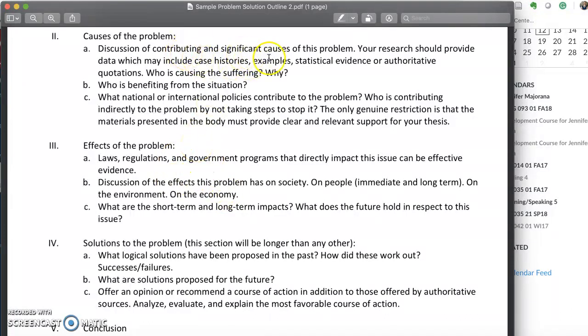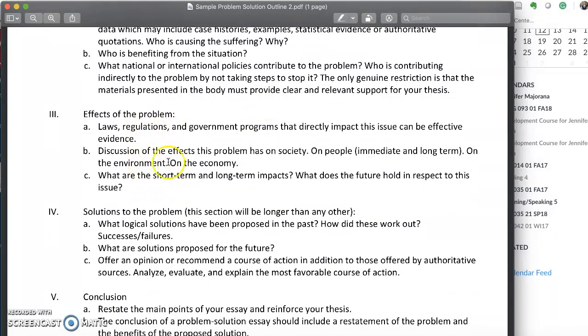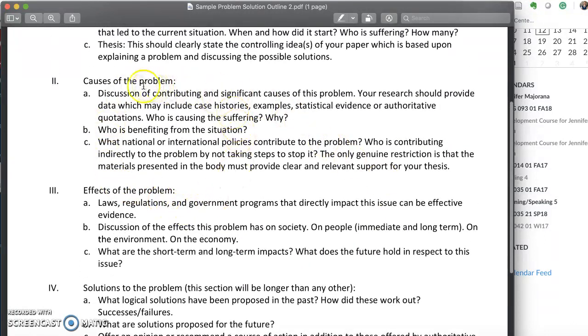Okay, so what are the causes: examples, statistical evidence, who is causing the suffering, who's benefiting from the situation, what policies contribute to the problem. These are just ideas that you could include in here. You don't have to talk about every single one of these, but you might have information about these. Okay, and then they go on to the effects, which is laws, regulations, government programs. What effects does it have on society, on people, on the environment, on the economy, short-term and long-term impacts? What does the future hold? So all of this, causes and effects, they've broken it up into two sections, but this is basically discussing the problem, right?